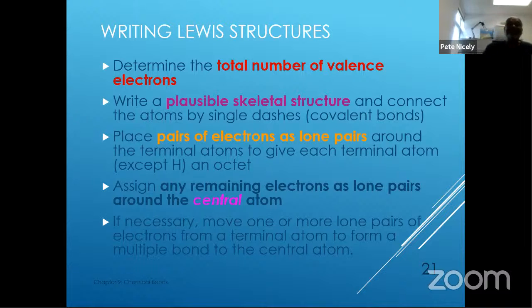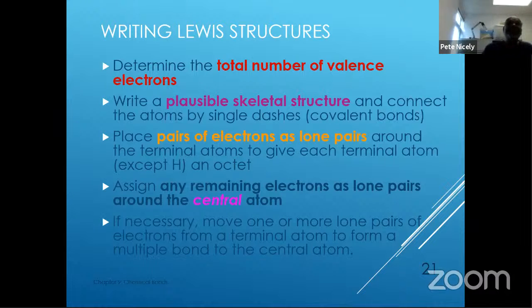Then it says, write a plausible skeletal structure and connect the atoms by single bonds or single dashes. So if you remember what I said before in the previous couple of slides, you have to make sure that the least electronegative element is placed in the middle, and then you place the other atoms around it. You try to make it as compact as possible. If there are any acids that are oxyacids, make sure that you have oxygens bonded to hydrogens.